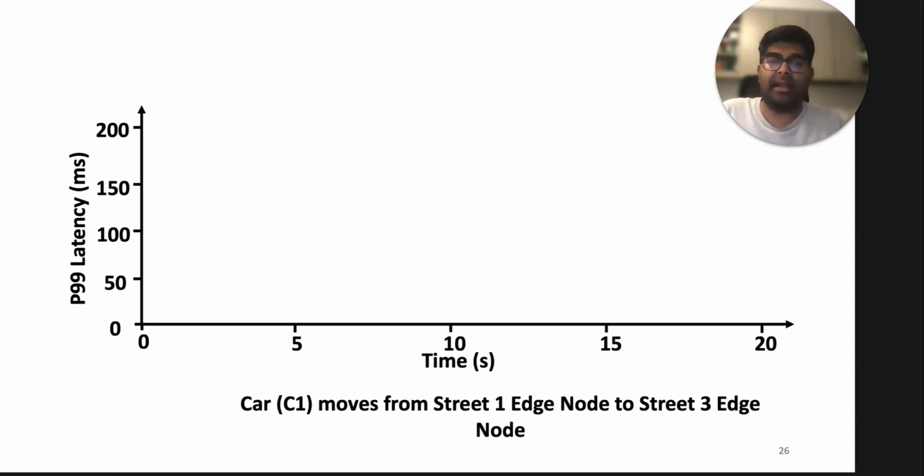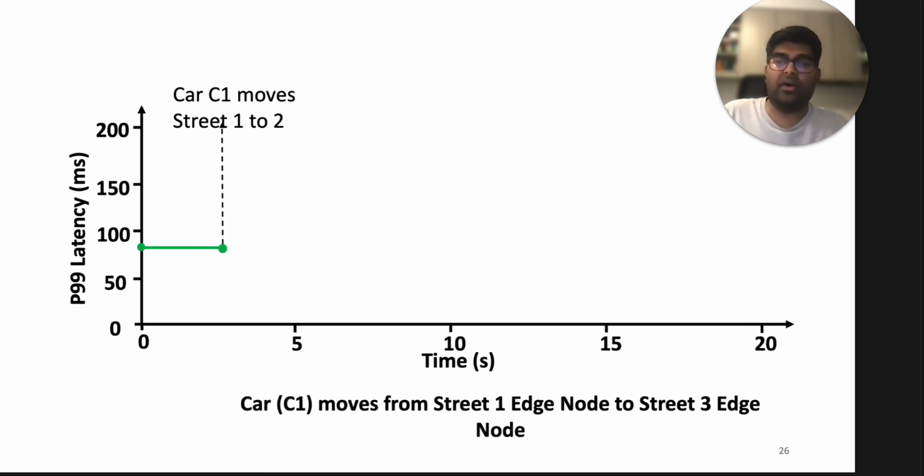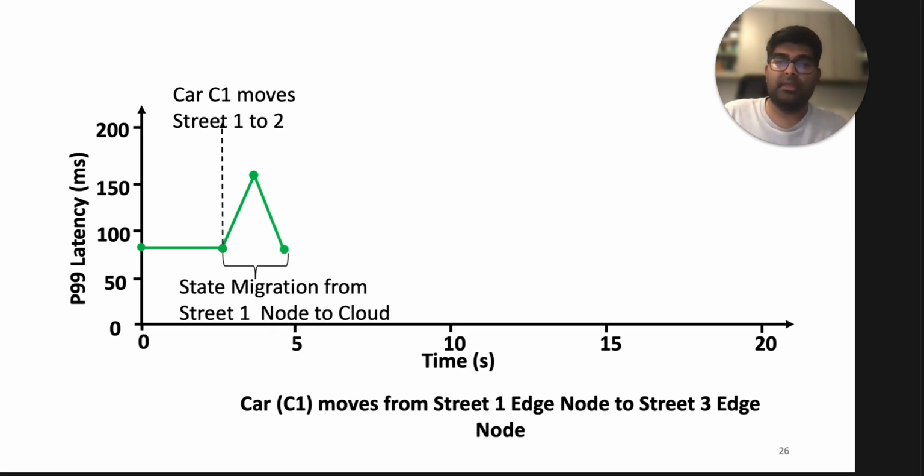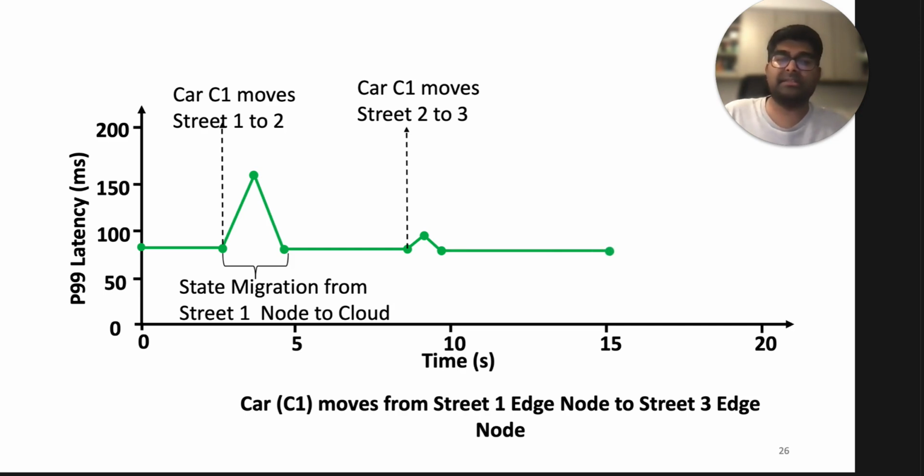Evaluating the performance of Falcon in handling the mobility scenario, we have this graph where we measure the P99 latency over time. When the car moves from street 1 to street 2, there is a small spike of around 50 milliseconds latency during which the state is transferred from the cloud to the street 1 node. Then when the car moved from street 2 to street 3, there was another small spike of about 5 milliseconds for switching the connections. Finally, when the car stayed at street 3 for the threshold duration, there is another small spike of 40 milliseconds to move the state from the cloud to street 3.